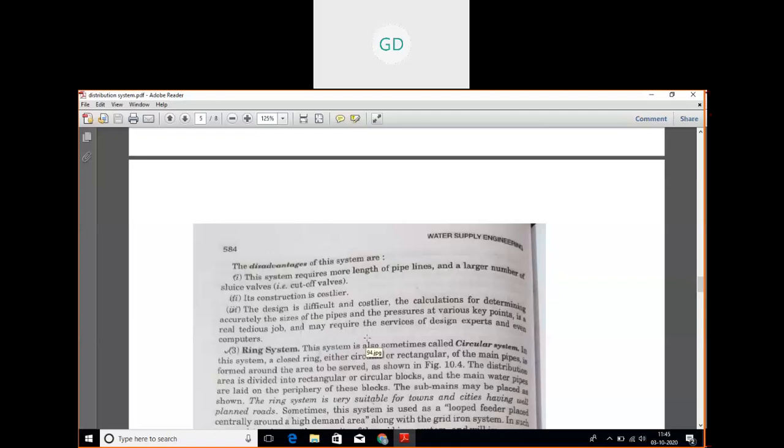Okay, and here the construction cost is also very high. Okay, and the design is also very difficult, and it is also costlier. It is not that much economical, this system. So number three is your ring system.